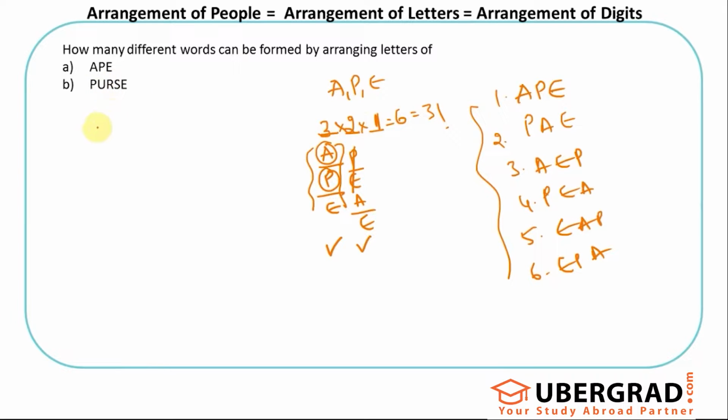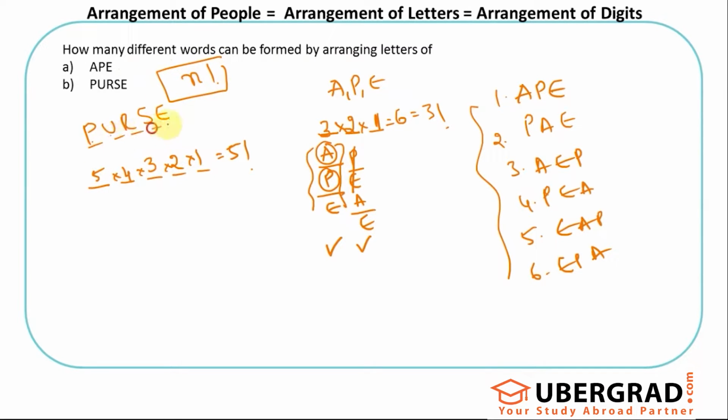Very similar to this, PURSE, I have 5 letters: P, U, R, S, E. So I can make 5 blanks for a 5-letter word. For the first blank, I have 5 options: P, or U, or R, or S, or E. For the second blank, I will only have 4 options, then 3 options, 2 options, 1 option. That is basically 5 into 4 into 3 into 2 into 1, which is 5 factorial. So for an n-letter word, the number of arrangements is n factorial. A 5-letter word is 5 factorial, a 3-letter word is 3 factorial, a 10-letter word is 10 factorial, and so on.